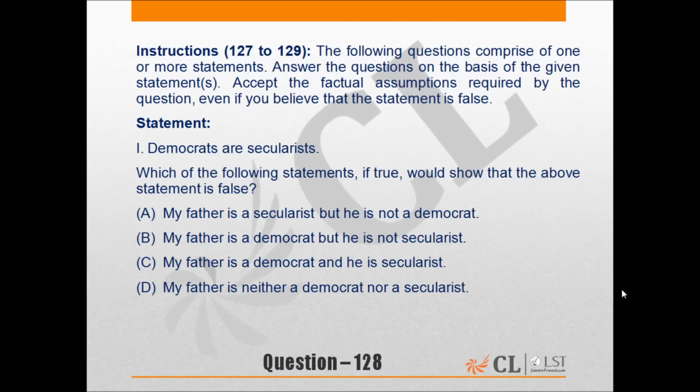If I look at option B, my father is a Democrat but he is not a secularist. The given statement is being contradicted by option B. Therefore, option B has to be my answer.